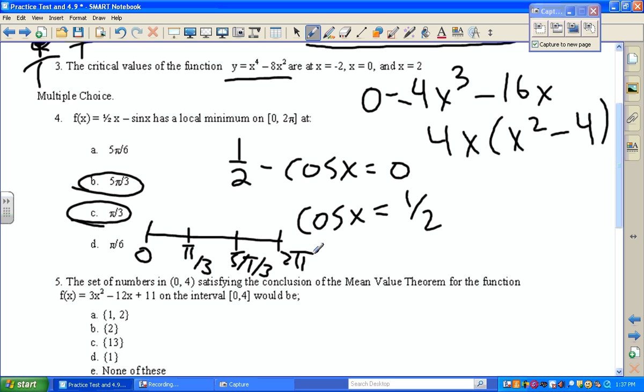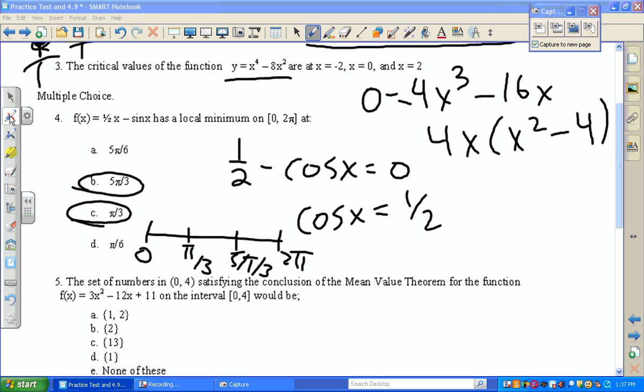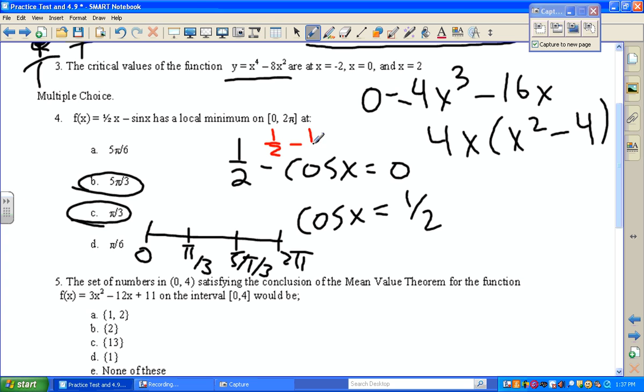Now to check the minimum or maximum, you have to check the sign of your derivative. Is the derivative positive or negative? That's the only way you can tell which is which. So I put in pi over 4 into my derivative. 1/2 minus the square root of 2 over 2. I think that's going to be a negative, don't you?